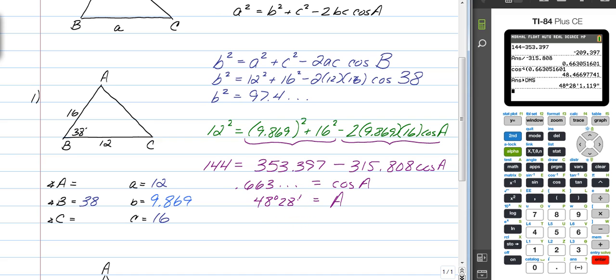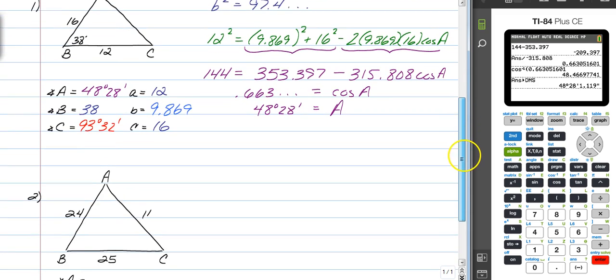Now, of course, as I've mentioned before, you just need great calculator skills. And of course, to find big C, all we have to do is subtract 38 and 48 degrees, 28 minutes from 180 degrees to find that our final answer is 93 degrees and 32 minutes. Go back to geometry, and you should remember that the biggest side is always opposite of the biggest angle. Smallest side is opposite of the smallest angle. That's how you can double check to see if you're at least accurate.